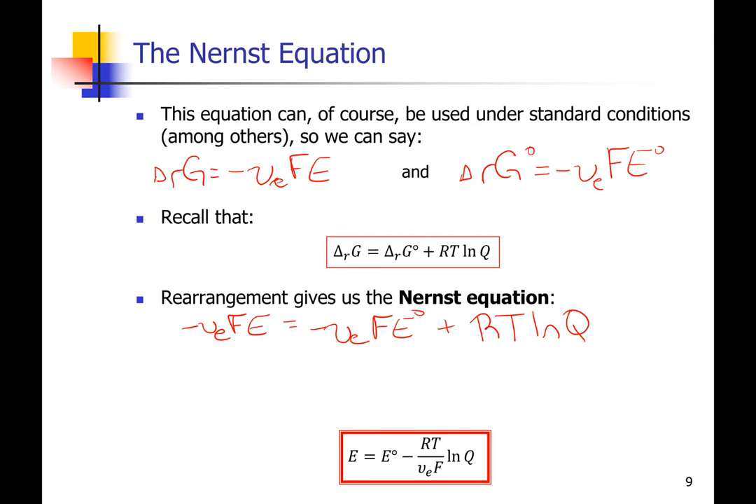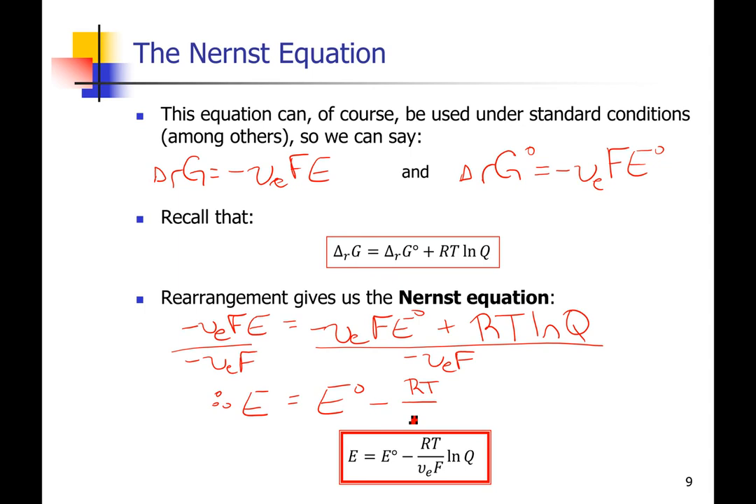And I can then divide everything by negative stoichiometric coefficient and Faraday's constant. And that's going to get me cell potential is equal to standard cell potential minus RT over stoichiometric coefficient times F, all times natural logarithm of Q, which is the equation in the box, which is the Nernst equation.